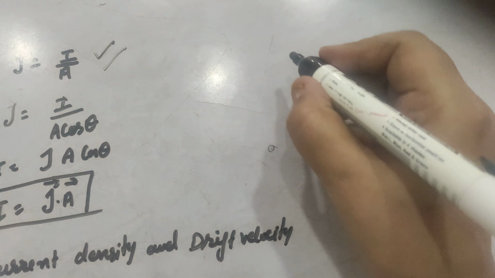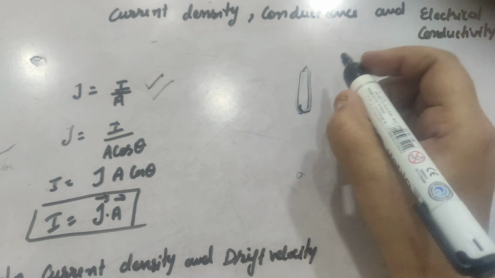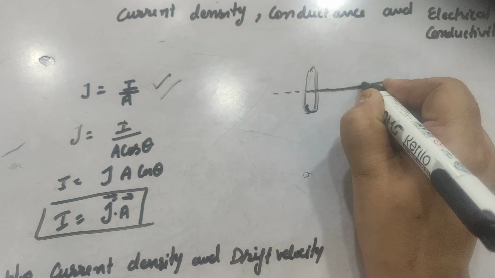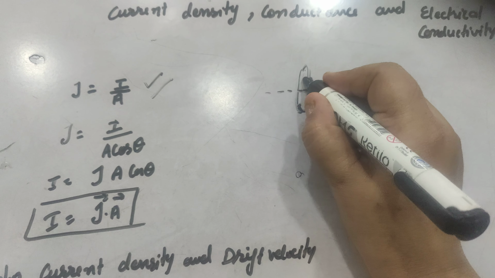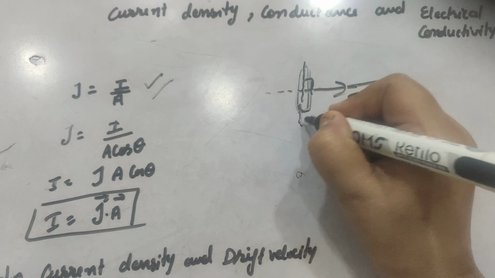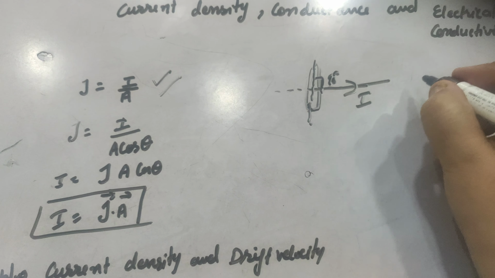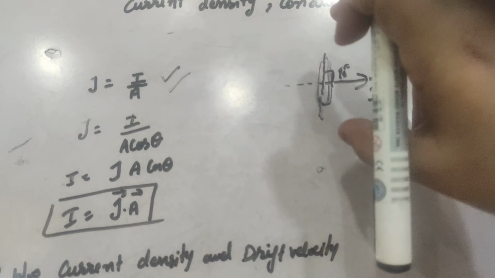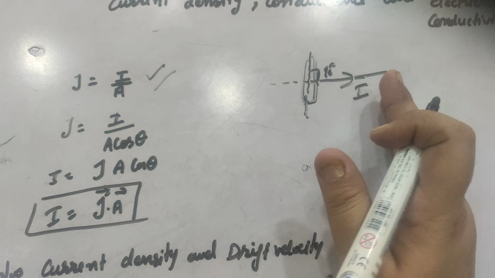Now what is this? Means let us consider this is our area. This is area. Now let us consider this is the direction of current I. Now if we see this area is kept in direction perpendicular to the direction of current, right? In this case, the current density is defined as current per unit area, means in this area how much current can pass through it is called the current density.